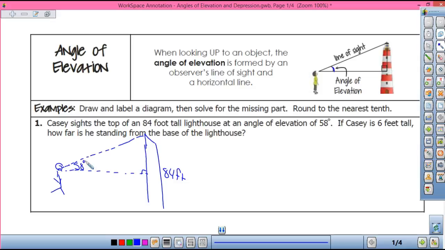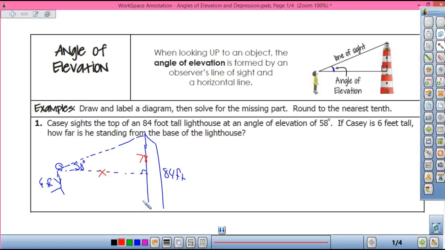If Casey is 6 feet tall, which we'll get to here in a minute, how far is he from the base of the lighthouse? So the reason why they have to throw that in is, from his eyesight to the top of the lighthouse, is it 84 feet? No, what is it? Why is it 78? Yeah, you got to take that 84 feet minus how tall he is to get that part of the triangle right there. So you might have to think about that portion of it a little bit.